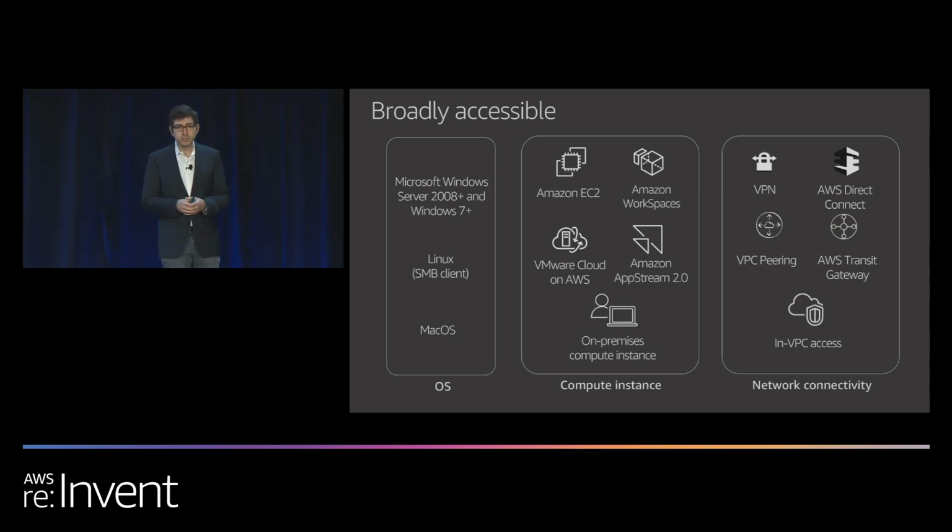So a lot of different ways for you to be able to access your file systems across accounts, across VPCs, from on-prem, within a single VPC. Makes it really easy to have this file server be a central place for your data that's accessible from a lot of your end users and your applications.